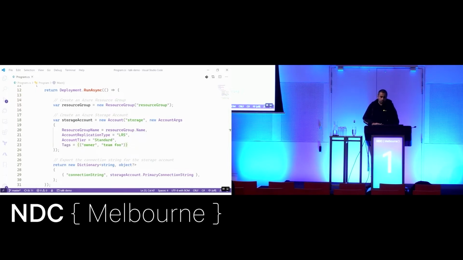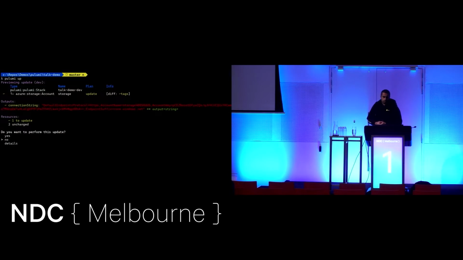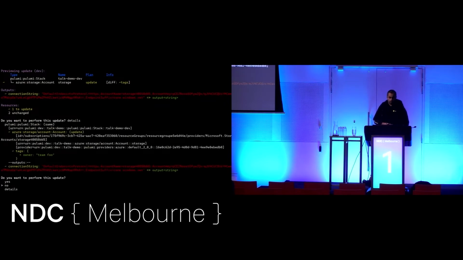What I can do now is come back to the command line again. I run Pulumi up again. This time, Pulumi is going to look at what it thinks I've currently got provisioned versus what is provisioned, and show me what's different. We let that run for a second, and you can see it's saying that it's going to update 1 resource and 2 are unchanged. Here I can dive into the details, and it shows me that, yes, I'm going to update the tags.